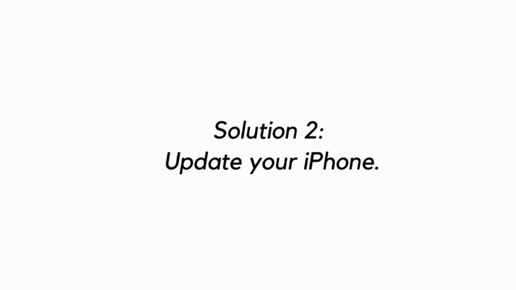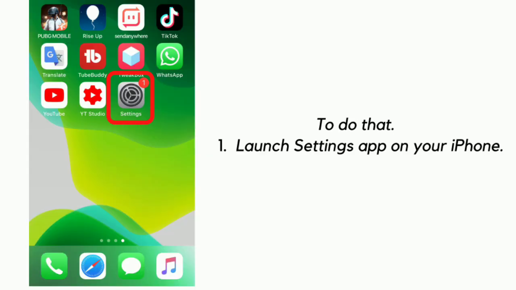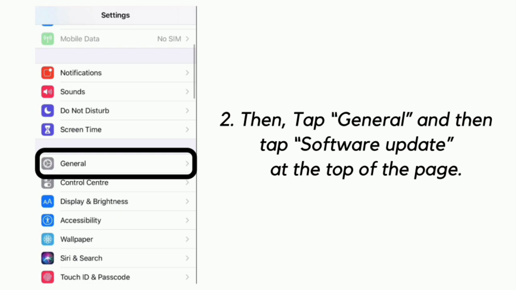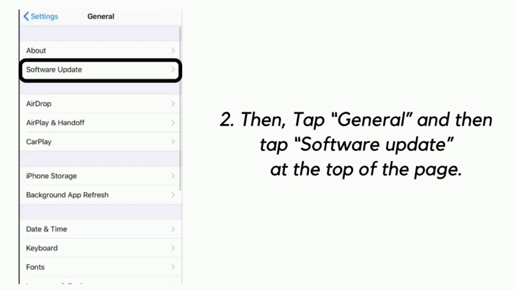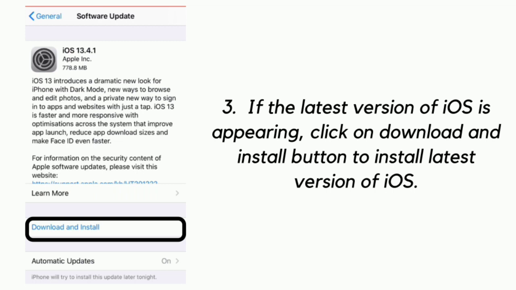Method number 2, update your iPhone. To do that, launch the Settings app on your iPhone. Then tap General and then tap Software Update at the top of the page. If the latest version of iOS is appearing, click on the Download and Install button to install the latest version of iOS.